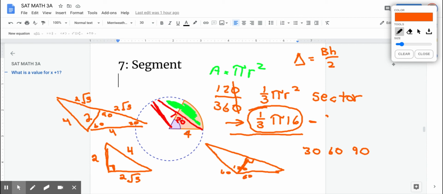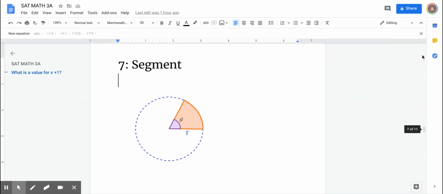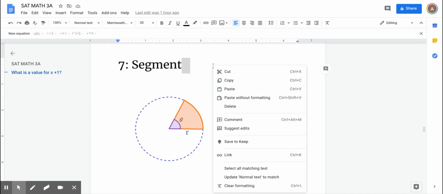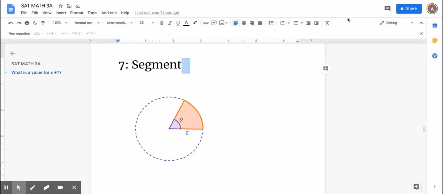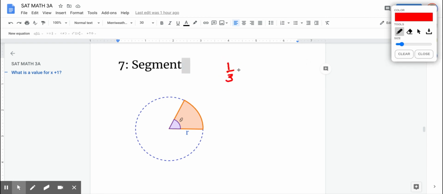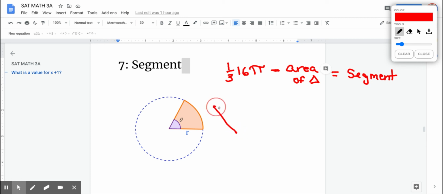So let's close this up. All right, so we have right now this. We said that the area of the circle was 1/3, let's bring back the page marker, was 1/3 16 pi. And we're going to subtract it from the area of the triangle. And we'll get the segment. Area of the segment. We have now this triangle.